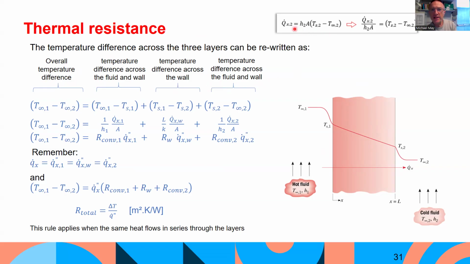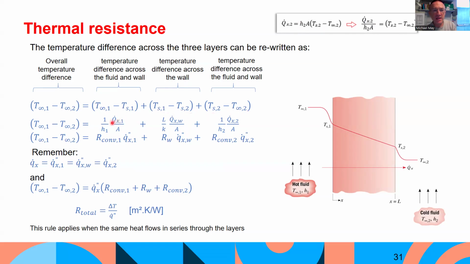Now, if we look at the heat transfer rate through the hot fluid, for example, it's governed by Newton's law of cooling. If we transpose Newton's law of cooling to get delta T on its own, we get the heat transfer rate divided by the heat transfer coefficient and the area. So we can put that in here to represent this temperature, and we can do the same for the second layer and the third layer.